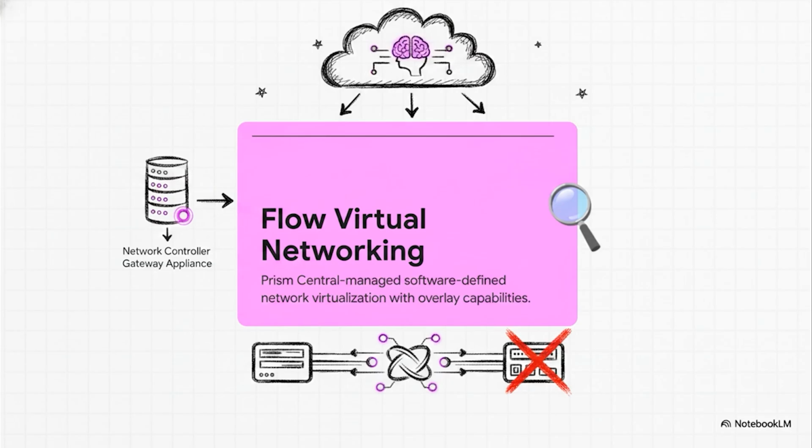And the big takeaway? FVN completely abstracts your physical network. You are no longer handcuffed to traditional VLANs or the IP constraints of your physical switches. It is software-defined through and through.